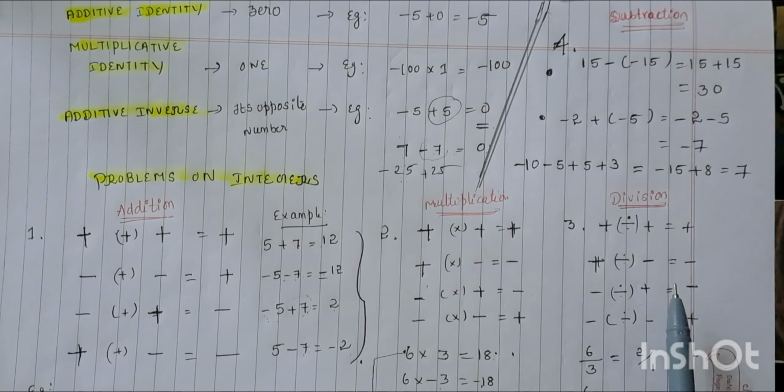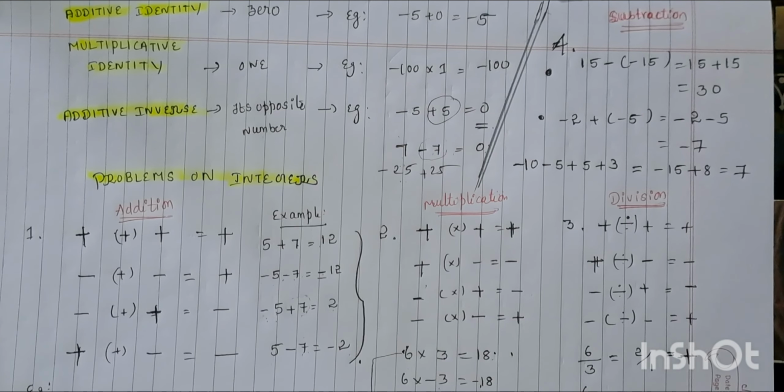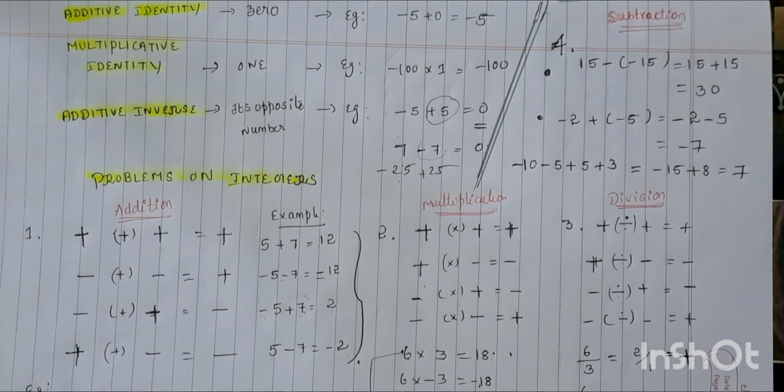And division. As per the same multiplication rule, both positive means positive sign. Both negative means positive sign, because the minus and minus get cancelled here. But if one is positive and one is negative and you are dividing, the answer should contain the negative sign.